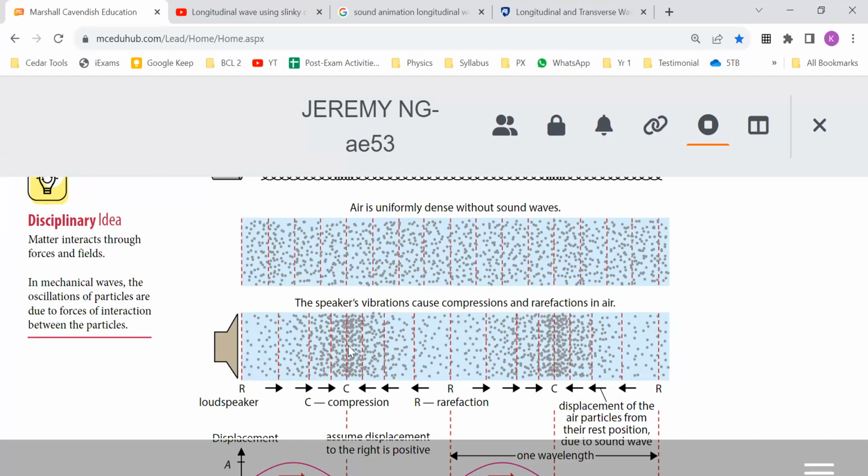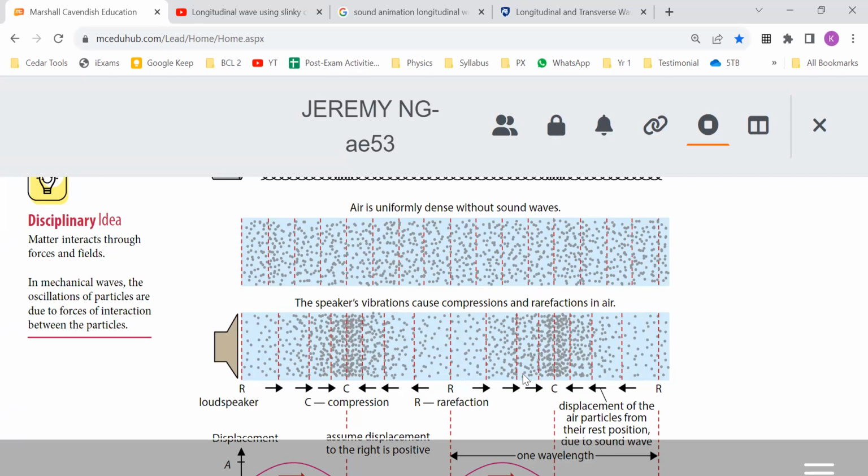If you look at some area where particles are highly clustered, it must be the case that some other areas are very sparsely clustered. That means the particles from the R region, which is here, sort of move to the neighboring C regions.